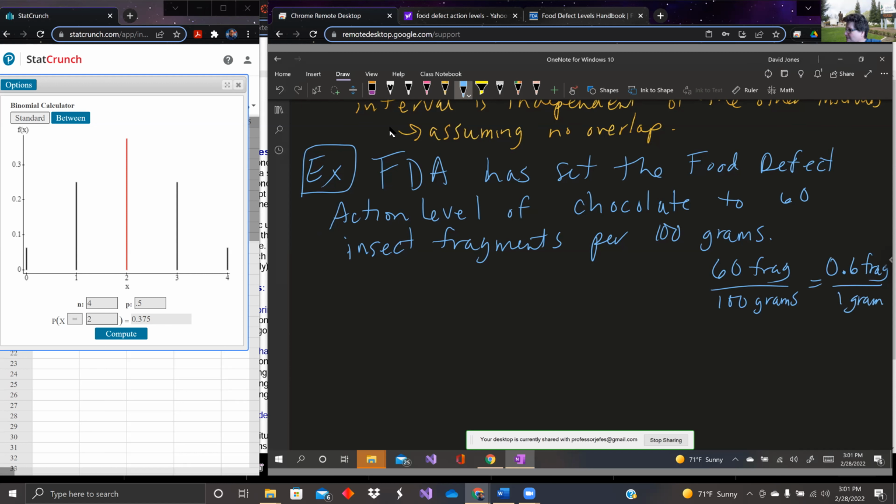Okay. Does that mean anything to us? Well, let's put it in perspective. A Hershey bar is 1.55 ounces, or oz is the abbreviation for ounces, which is approximately 43 grams.